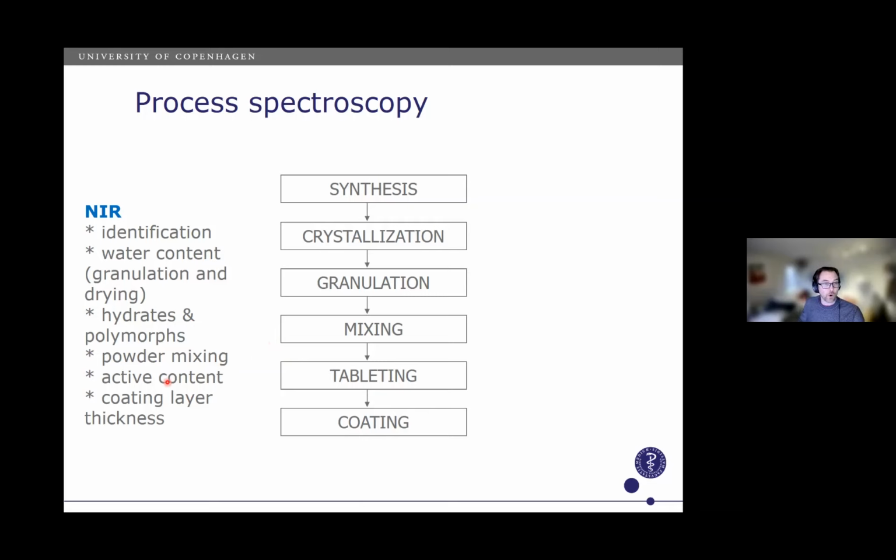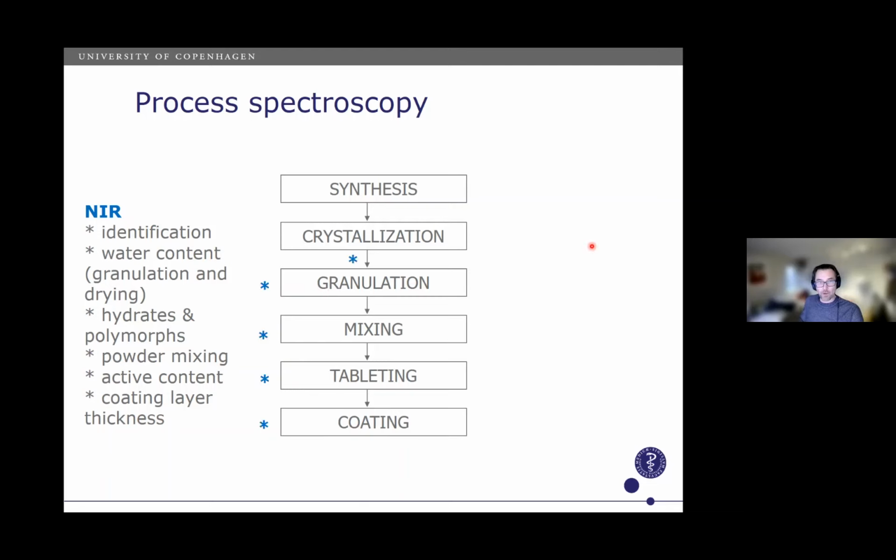Coating layer thickness is then one of the parameters that can be measured here at the end of the production cycle. So you can see that with the same analytical tool, we can measure basically from each processing step some relevant piece of information. And if in your specific product the water content seems critical for quality, then it could be worth investing in an NIR spectrometer for looking into the drying process or granulation process.